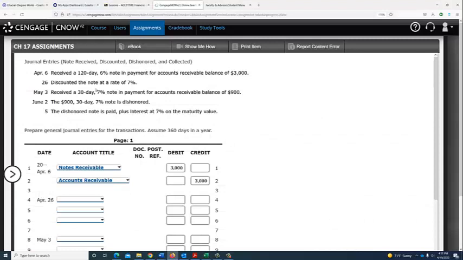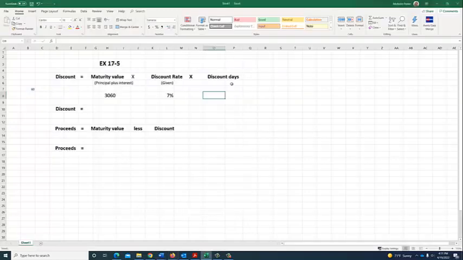So let's go back over to the problem. The note originated on April 6th, and it was discounted on the 26th. So 20 days passed on this note from the 6th to the 26th. If 20 days have passed, that means that 100 days remain. So 120 minus the days that passed is 100. So that's going to be our discount days.